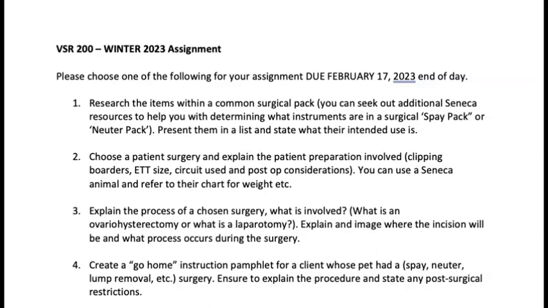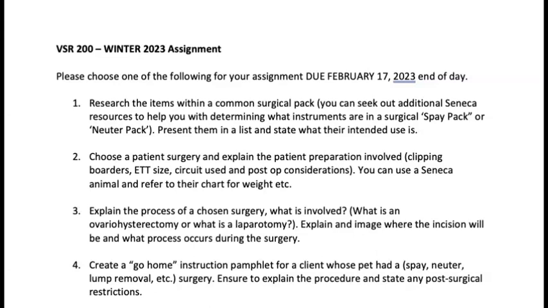The second option is to choose a patient surgery and explain the patient preparation involved, clipping borders, estimated endotracheal tube size, a circuit used, and post-operative considerations. You can use a Seneca animal and refer to their chart for weighting and etc.